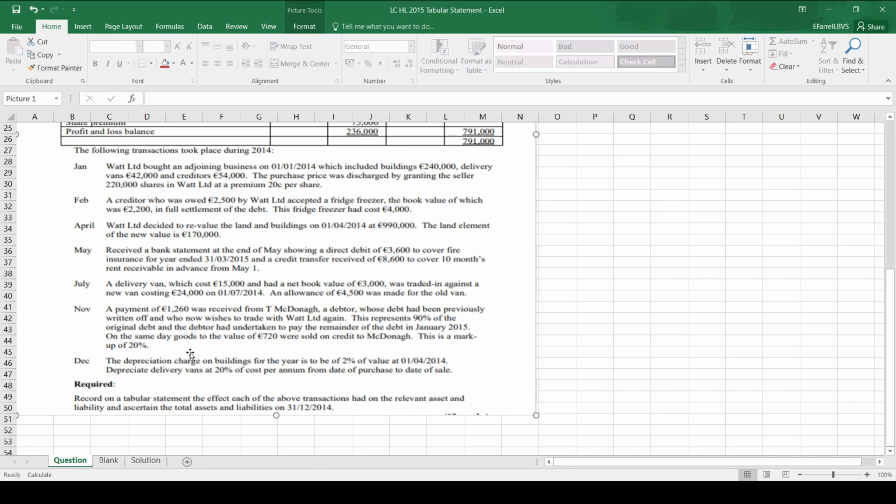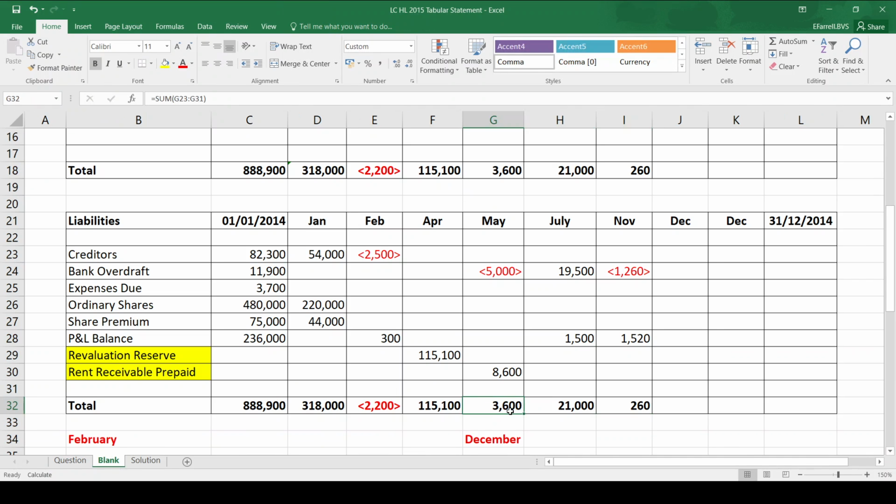Now December, there's two things going on in December. We're going to work out the depreciation, and then we'll do on a separate column work out the due and prepaid parts of May. So the depreciation first. The depreciation charge on buildings for the year is to be 2% of the value at the 1st of April 2014. So I'm going to do a working on depreciation of buildings.